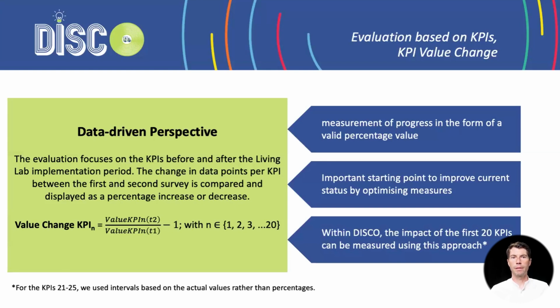Let's make an example here. KPI 8, CO2 emissions per kilometer, changes, for example, from 0.3 to 0.2. With the use of our formula, this equals a positive change by -33%, while a change, for example, from 0.3 to 0.27 will only result in an improvement of 10%.